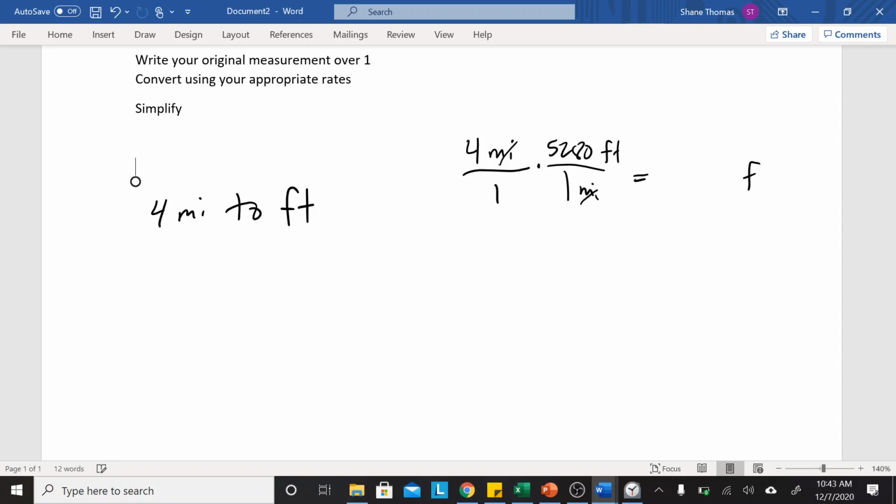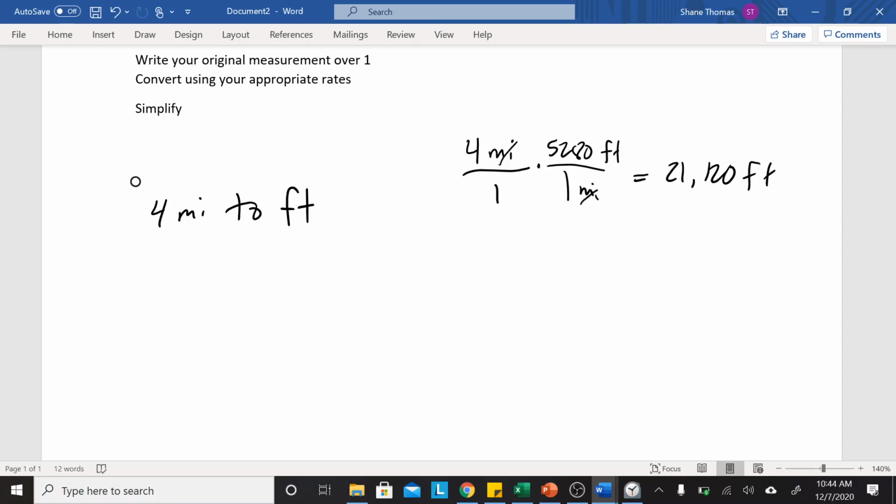The top, I'm going to have 5280 times 4. Well, 5280 times 4 is going to be what? 20... What's the last part? 21,120. Okay, so 21,120 feet. All right, so that was a simple one.